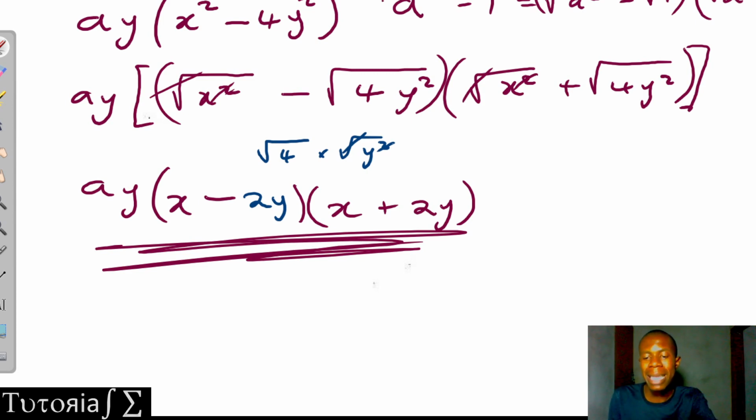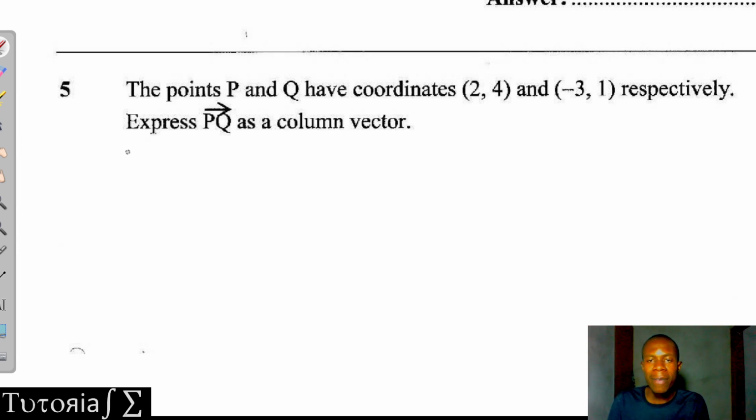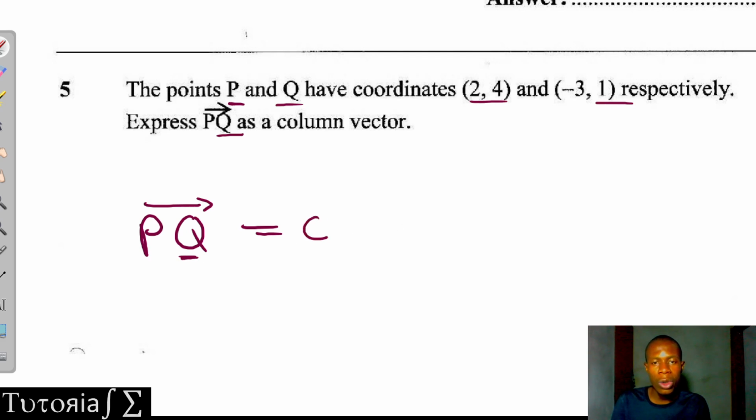All right, so question 5, P and Q have coordinates this and that respectively. Express PQ as a column vector. And what you should know is that if we have a vector P and Q, then we have an arrow like that. This is simply this vector, which is Q, minus this vector, which is P. Okay, so you just get that.